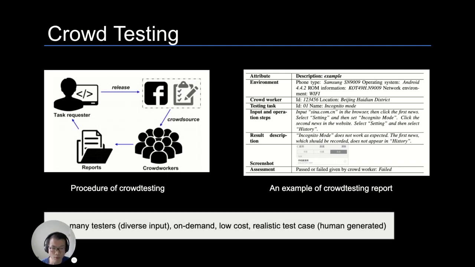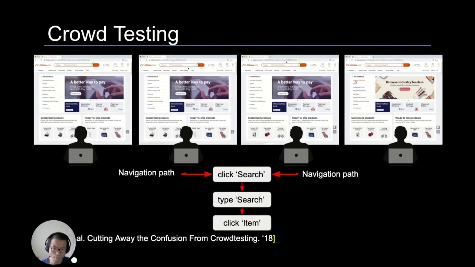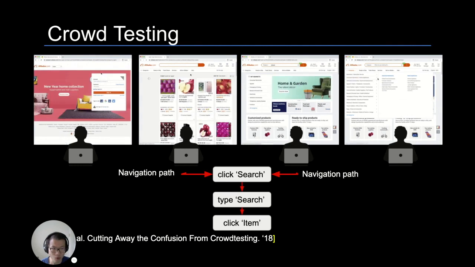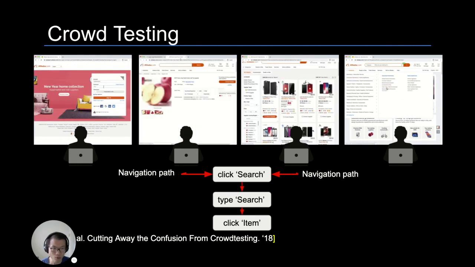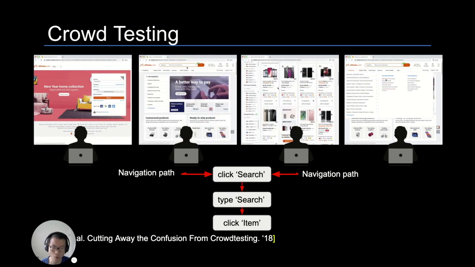The benefit of crowd testing is that it allows developers to recruit a large number of crowd testers on demand with a low cost to create human-generated test cases. However, crowd testing often results in a high degree of test case duplication because crowd workers tend to navigate the same common path while working in parallel.